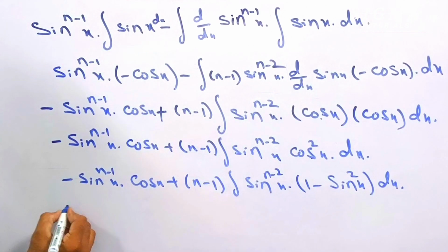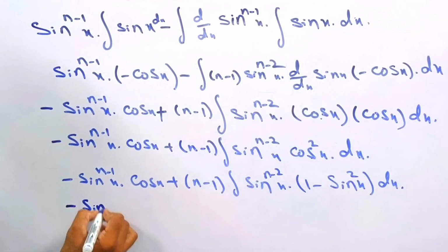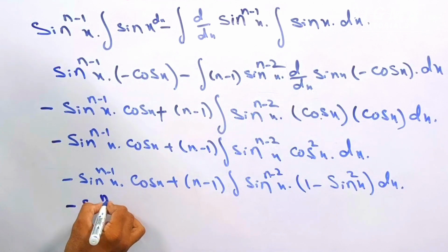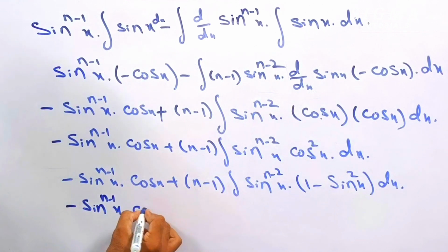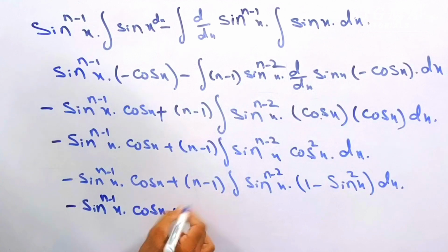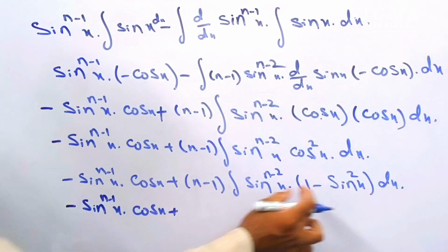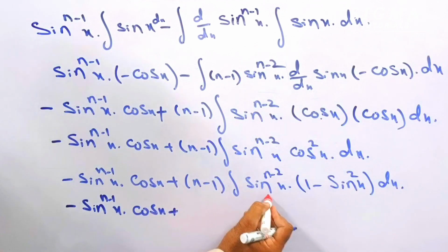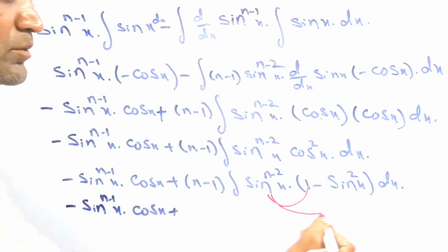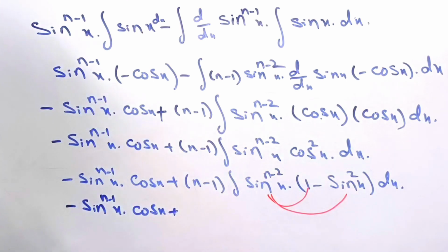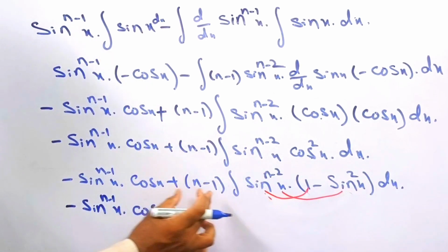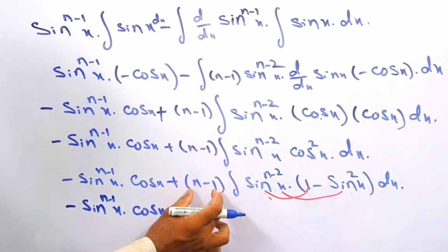In the next step, we will again write the same thing: minus sin^(n-1) x cos x plus this thing. We will multiply this into this, and this into this, and again this into this, by using this constant outside as well.